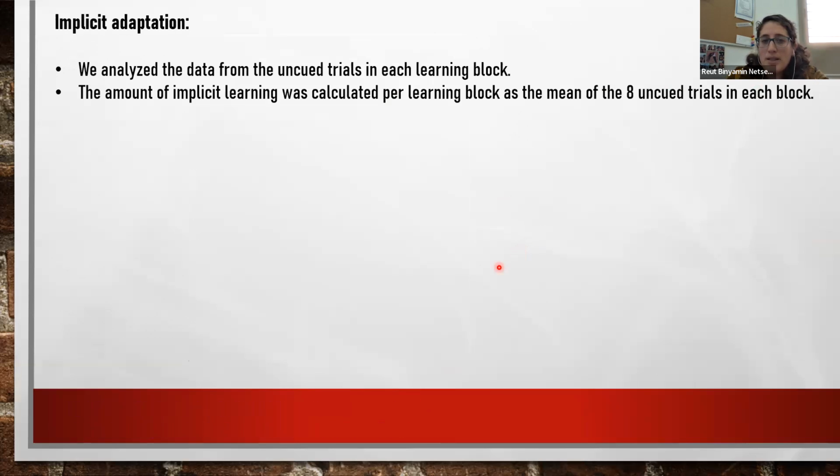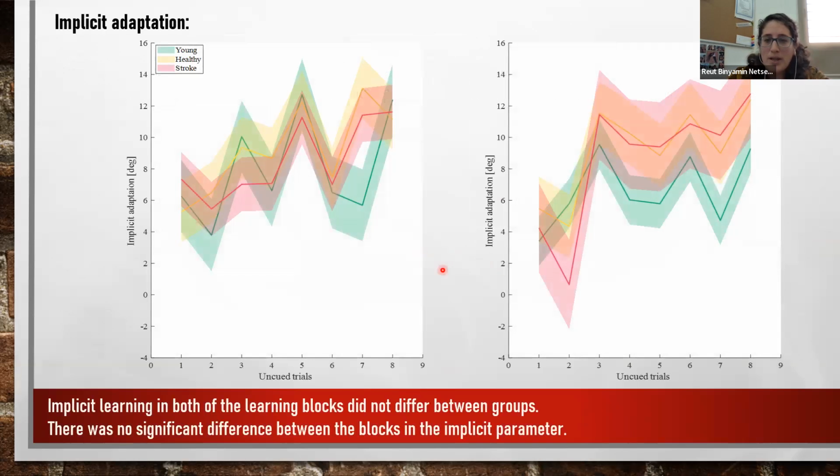When looking at implicit adaptation, we analyzed the data from the uncued trials, and again we had 8 of those per block. When looking here, you can see that implicit learning did not differ between the groups in both blocks, and furthermore, we found no significant difference between the blocks in the implicit parameters. So we didn't see an improvement.